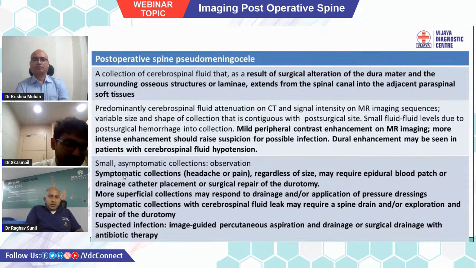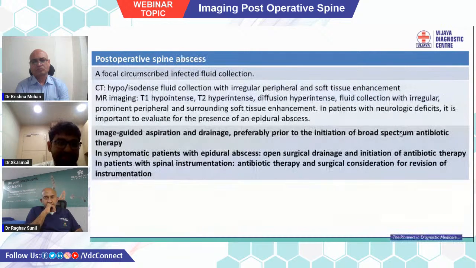So if the patient is symptomatic, irrespective of the size of the collection, an epidural blood patch or a drainage catheter or surgical repair of the durotomy is done. If the patient is symptomatic with a CSF leak, then that requires surgical re-exploration for the repair of durotomy. And if there is suspected infection, then the patient can go for an image guided percutaneous or a surgical drainage.